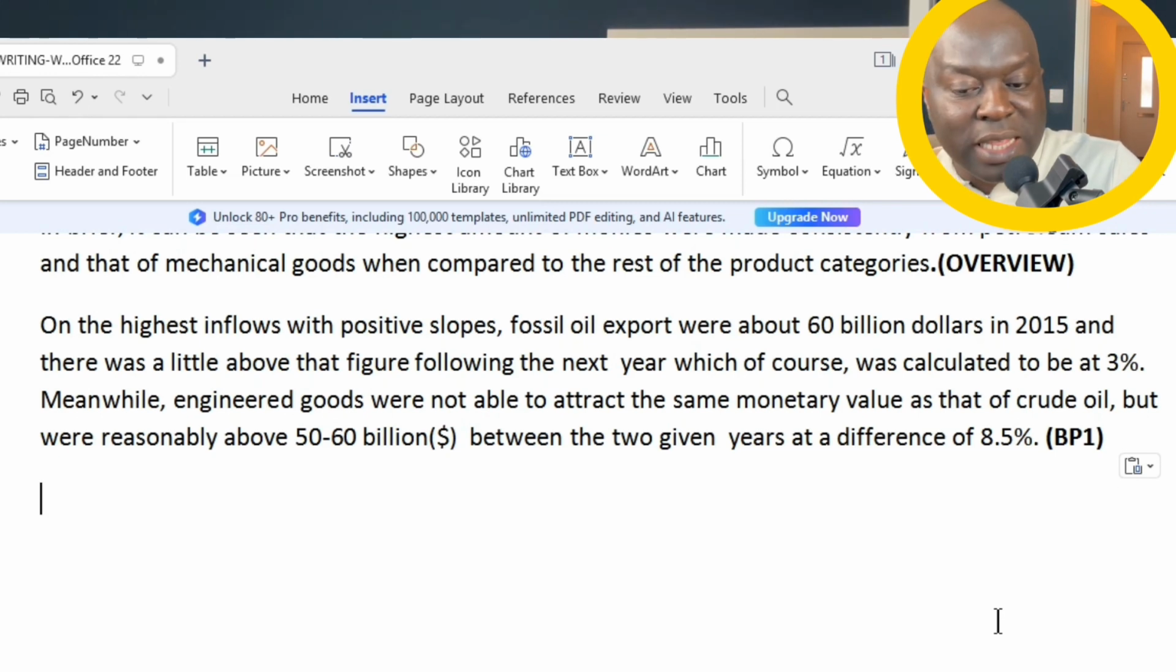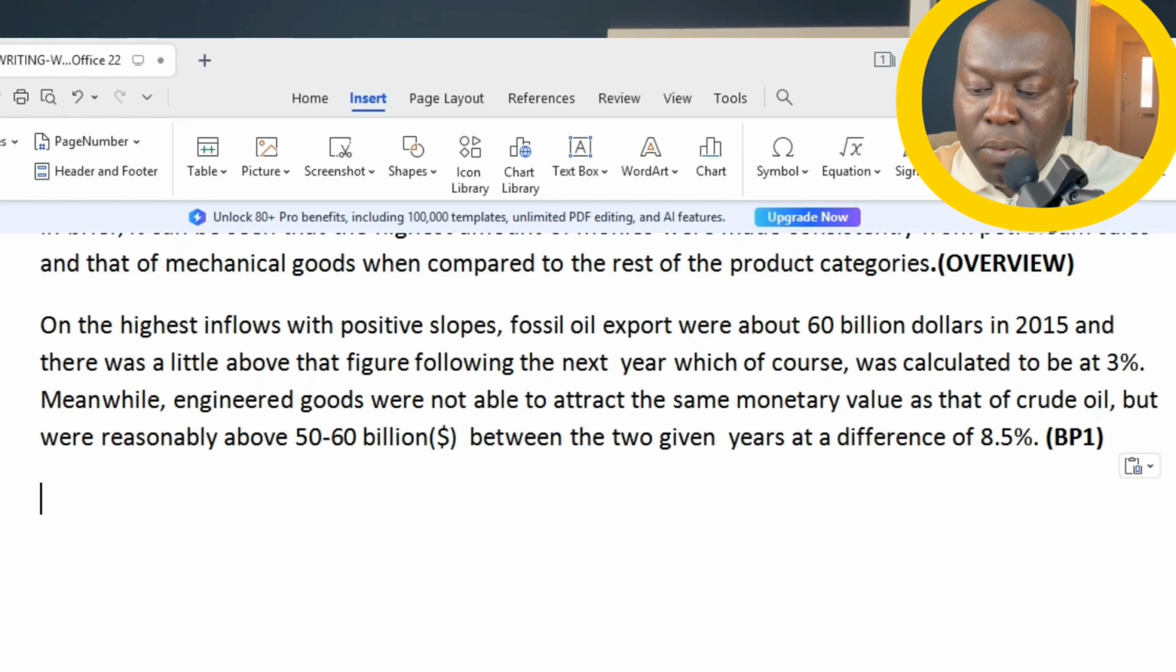But we're reasonably above $50 to $60 billion between the two given years, at a difference of 8.5%. Now, you can see I talked about two given years at a difference of 8.5%. Remember, I said it's a positive slope, so the 8.5% is not on the negative part. So it means I've talked about body paragraph 1. So let's talk about body paragraph 2.